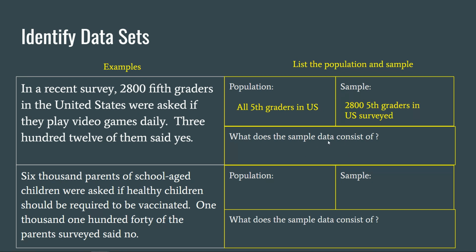And what is the sample data? Well, the sample data comes from their responses. The sample data there was 312 of them that said yes. The rest of them said no. So what's the difference? 312 out of 2,800 is 2,488.